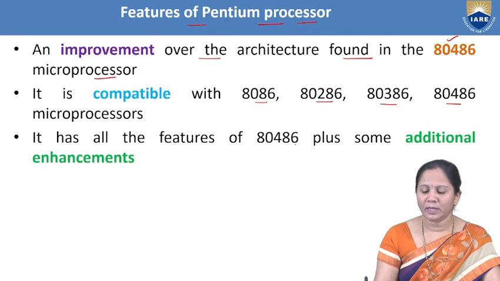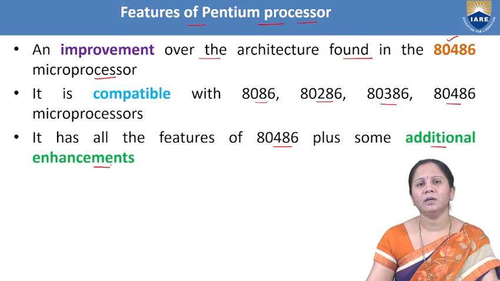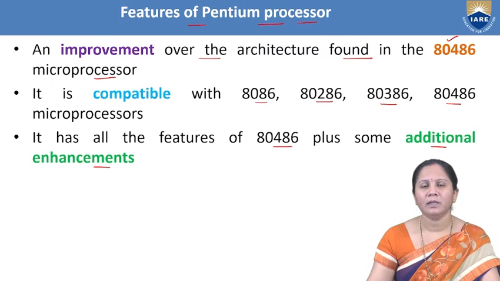Now, it has all the features of 80486. Along with all those features, it also has some additional enhancements. Regarding the number of memory banks and the architecture, these are some of the additional enhancements that have been made in 80486, which has led to the Pentium processor.